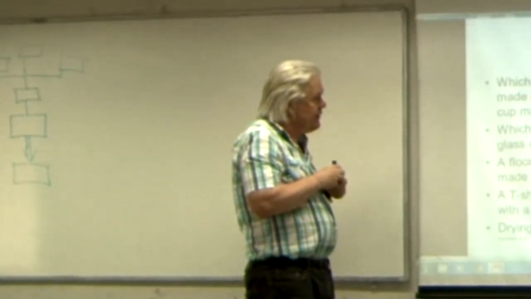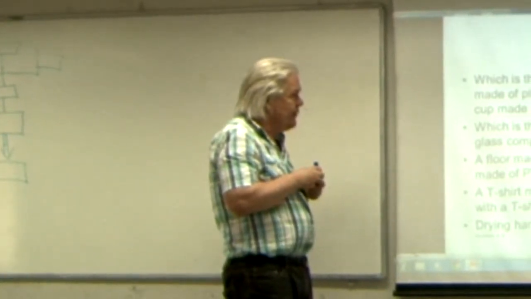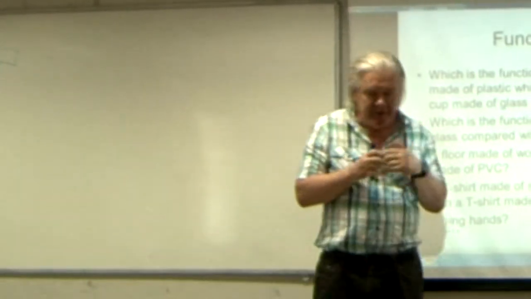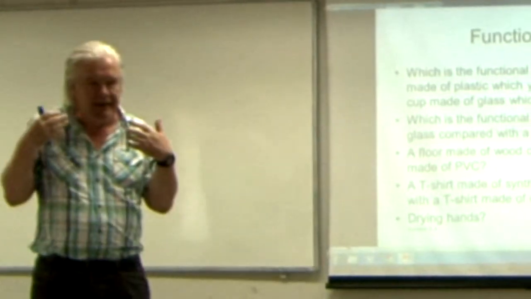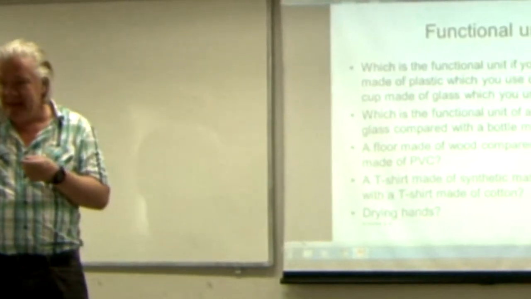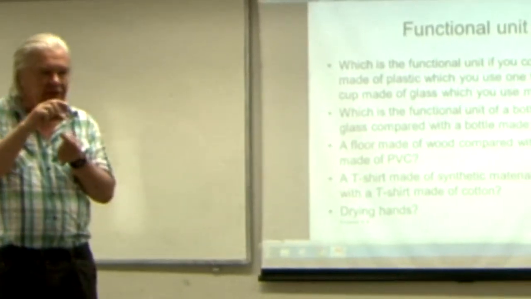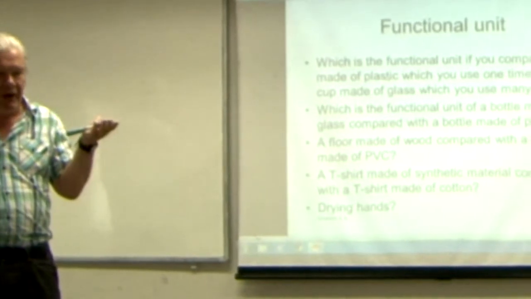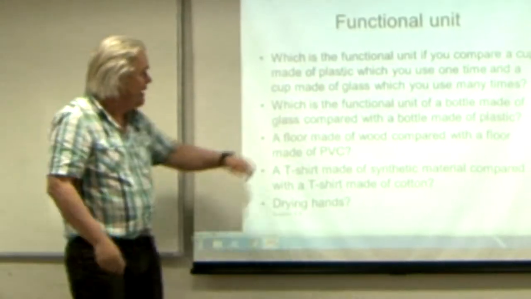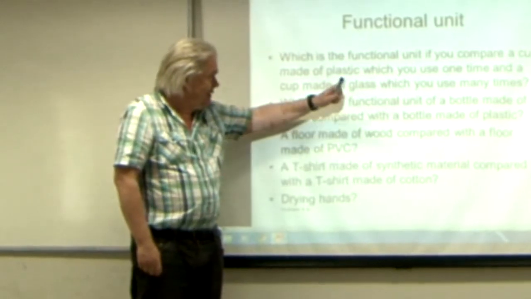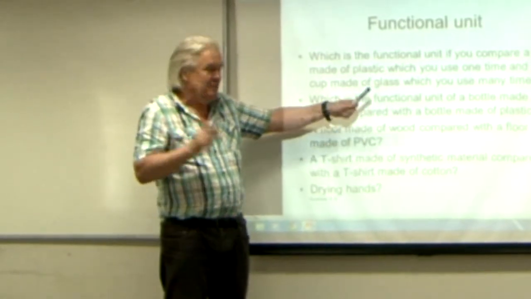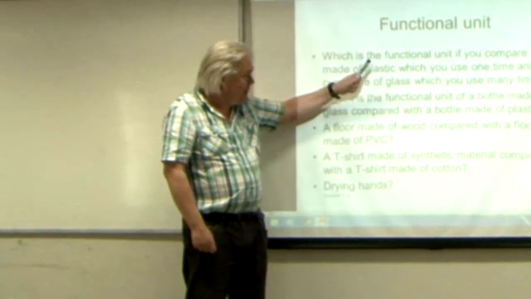Which is the functional unit if you compare a cup made of plastic which you use one time and a cup made of glass which you use many times? We discussed this the last time, but we can make a repetition of the thinking. What's the function of glasses? Drinking. It's drinking. Not the weight, not the volume, it's drinking, a specific volume. So then I can choose maybe 1,000 drinking times as a functional unit. Then I can see that I have to use maybe 1,000 plastic cups, maybe less if I use them more than one time. But if I use it one time, it will be 1,000.